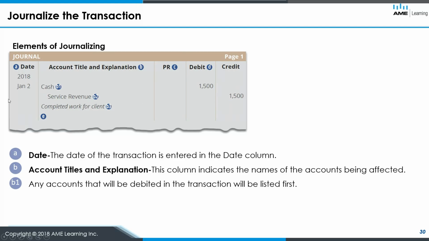And then this is just how we lay it out. We put the date that the transaction happened. Debits will always go first, so put your debits first and then your credits afterwards. And then the debit and credit have their own columns. We have to have at least one debit and one credit. They have to equal, as you can see they do here. And then you just have a quick explanation down here, for example, completed work for client. So some sort of explanation.